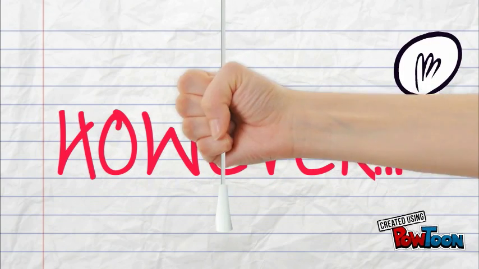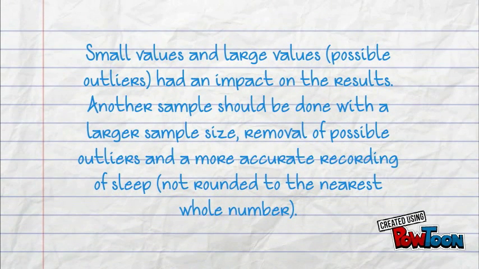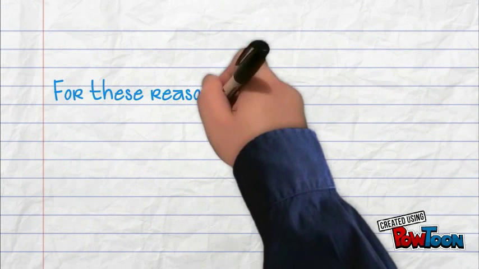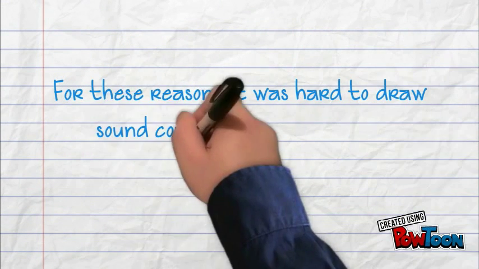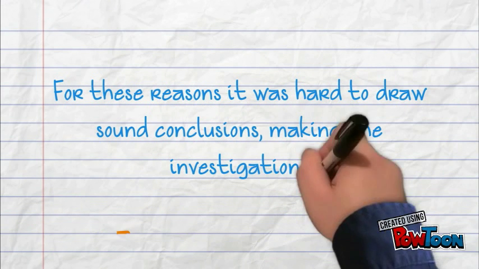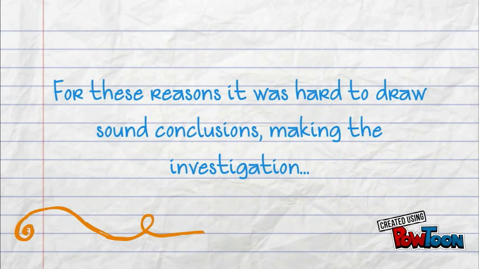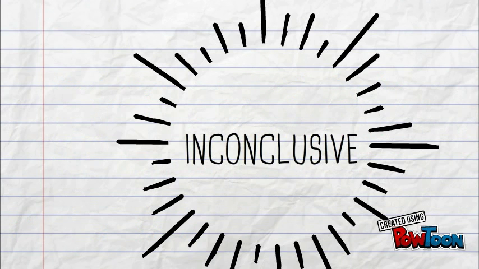However, small values and large values had an impact on the results. Another sample should be done with a larger sample size, removal of possible outliers, and a more accurate recording of sleep, not rounded to the nearest whole number. For these reasons, it was hard to draw sound conclusions, making the investigation inconclusive.